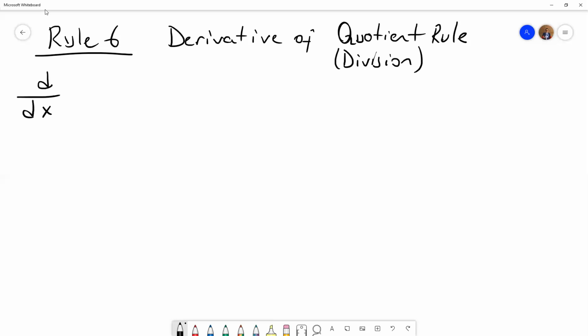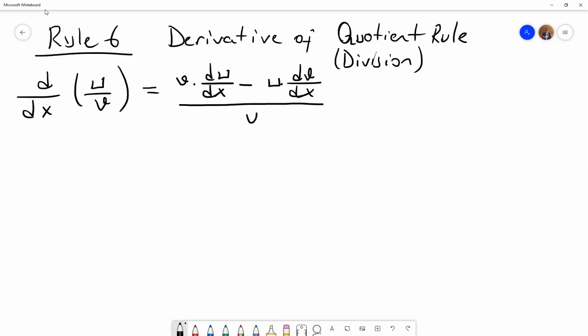D over dx of u over v, where we have u and v. We have to find it like that: multiply v by the derivative of u with respect to x, minus u multiplied by the derivative of v with respect to x, and divided by v squared. This equals this one. Yeah, this is the formula.